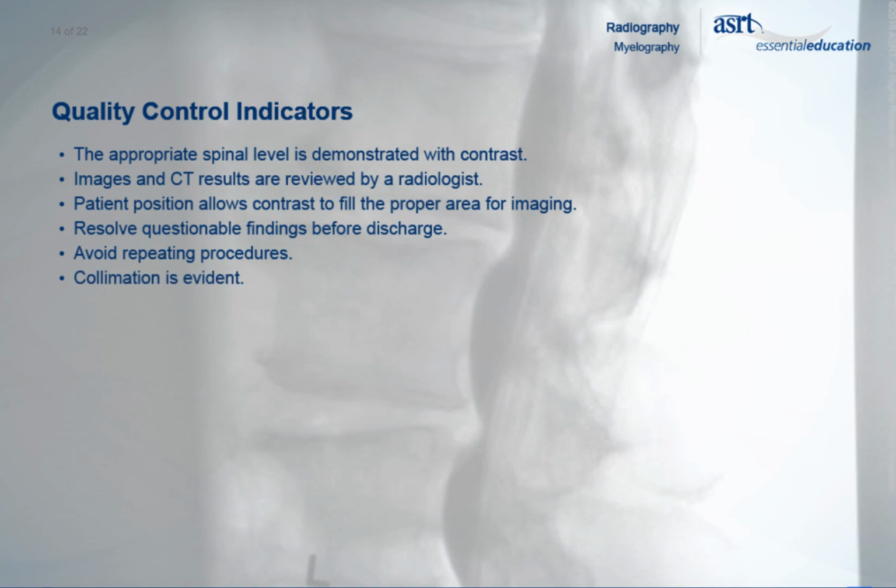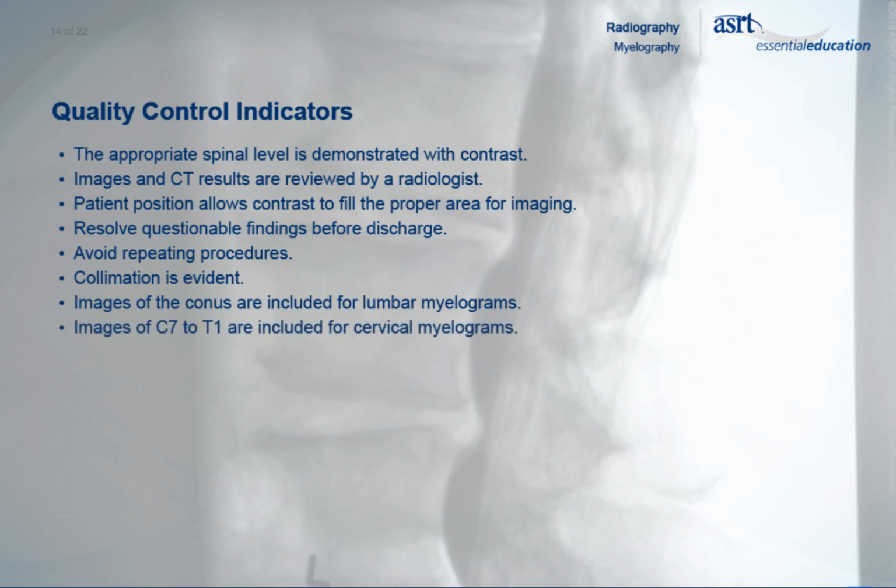Collimation should be evident on still images, and images of the conus should be included in lumbar myelography. Images of the C7 to T1 junction should be included in cervical myelograms. This concludes the clinical refresher for myelography.